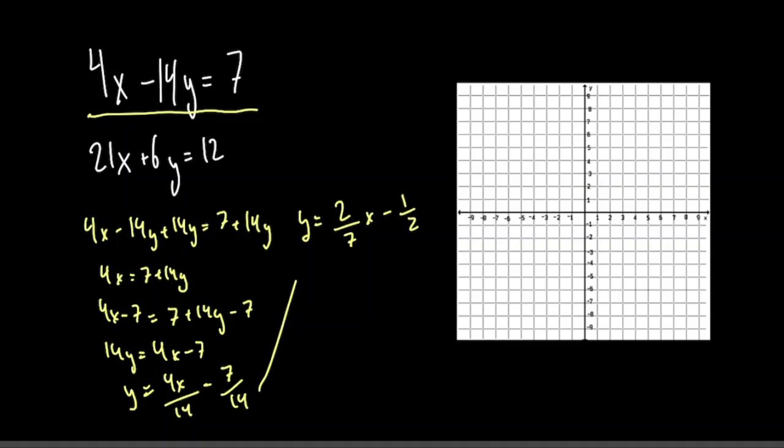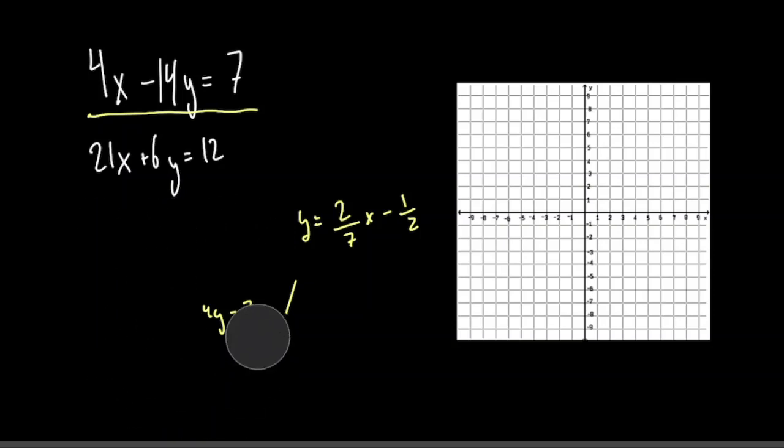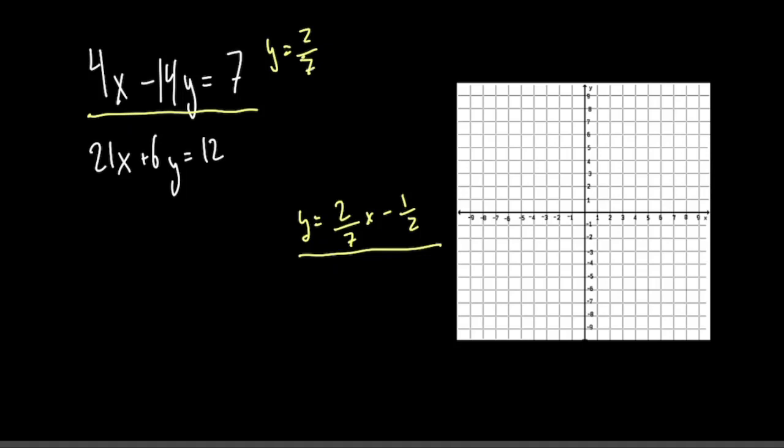Right? Now I'm just going to erase this. And this is the equation of the new line. So I'm just going to rewrite it up here. We have y equals 2 over 7x minus 1 over 2. I'm going to erase this. Okay, so this is the new equation, the simplified equation switched from standard form into slope-intercept form.